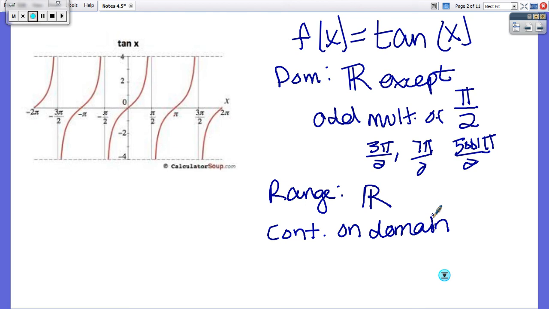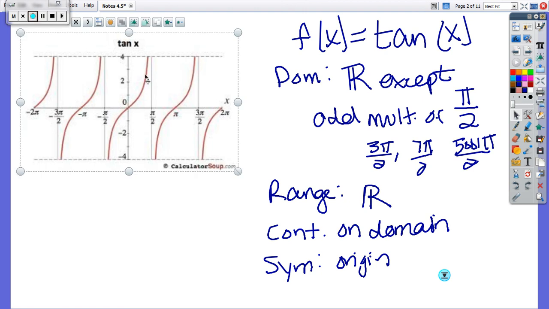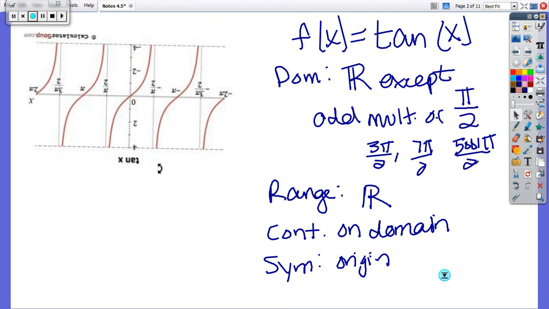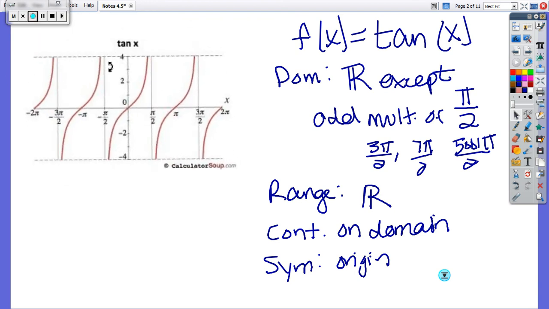It's symmetric about the origin. So that means, remember, if you rotated your entire graph, let's see if I can do it on here, I don't think it's going to let me. If I did this, it would look exactly the same. That means it's symmetric about the origin.